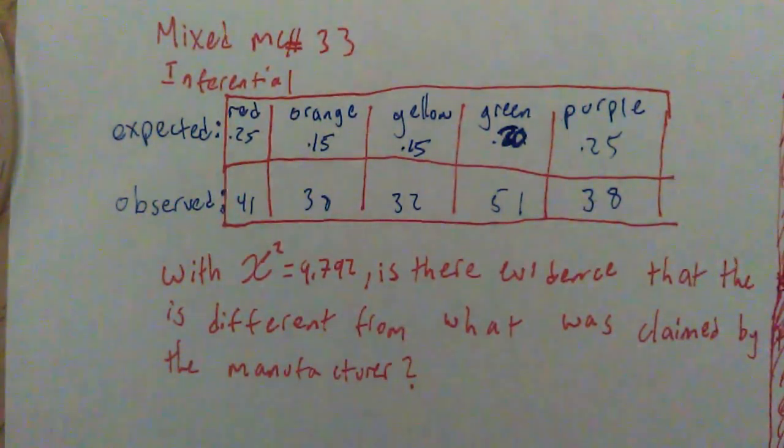Okay, so the question states, a candy manufacturer advertised that their fruit-flavored sweets have hard sugar shells in 5 colors with the following distributions: 25% cherry red, 15% vibrant orange, 15% daffodil yellow, 20% emerald green, and 25% royal purple. A random sample of 200 sweets yielded the observed values given below.